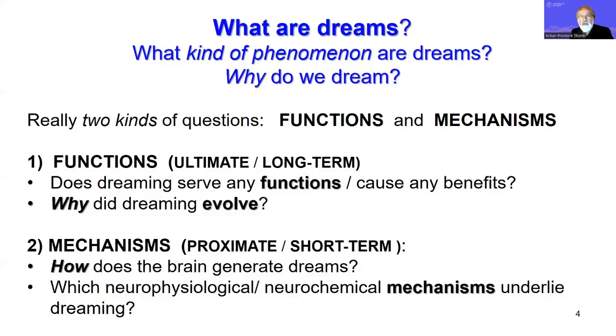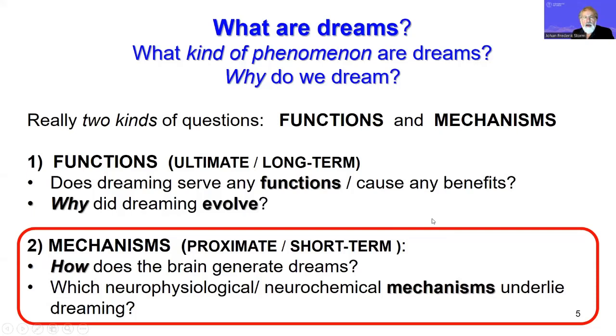So when you ask what dreams are, there are really two kinds of questions, as Erik Holler just mentioned. One is about the function of dreams: why did they evolve? And the other is about the short-term mechanisms. How does the brain actually generate dreams?